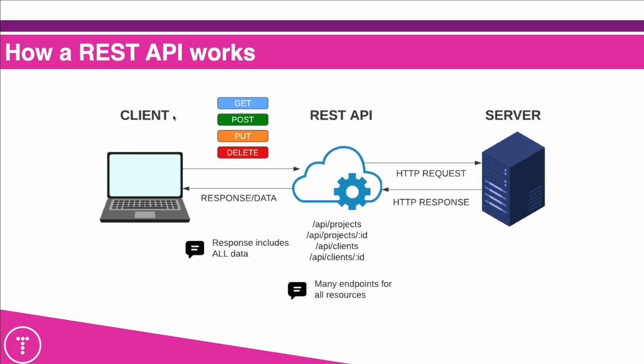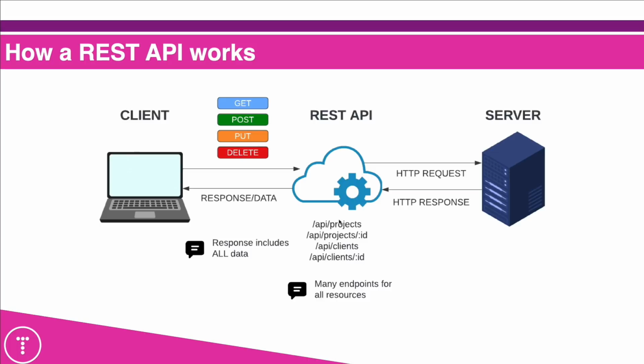And usually, we'll make a request with one of these HTTP methods to our REST API. So GET would typically fetch or get data. POST would add data or create. PUT would be update, and DELETE, of course, would delete.